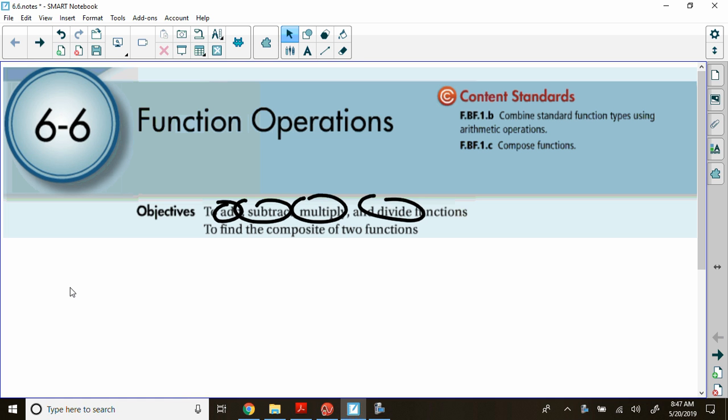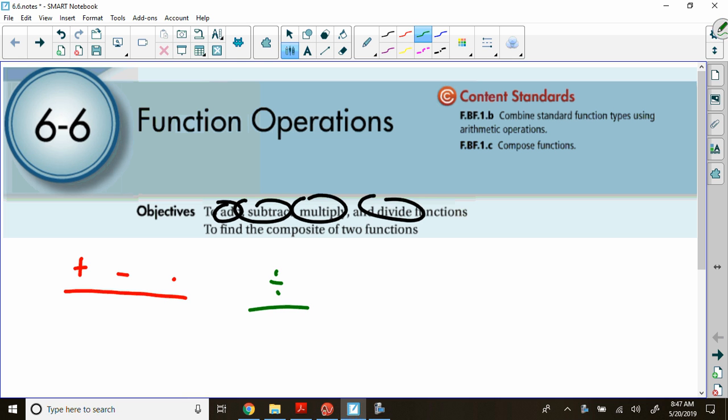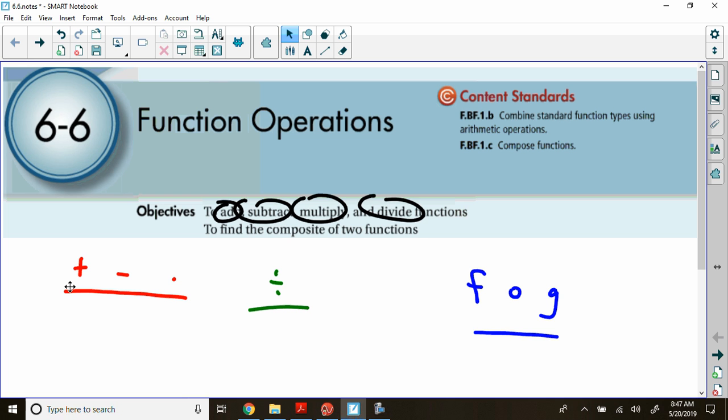So you can kind of think of this lesson in three parts. Adding, subtracting, and multiplying being one part. Dividing being another part. And the other part is a composition of functions. Some of the notation they use looks like the word fog, but it's actually not. It's a composition of two functions. It's putting a function into a function. It's taking f of g of x. So that's kind of where we're heading today.